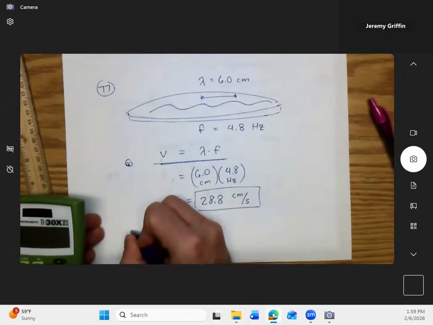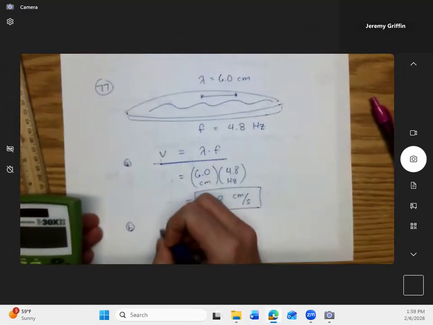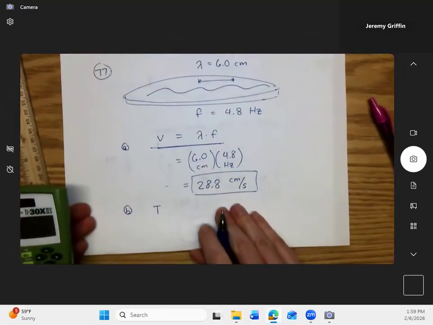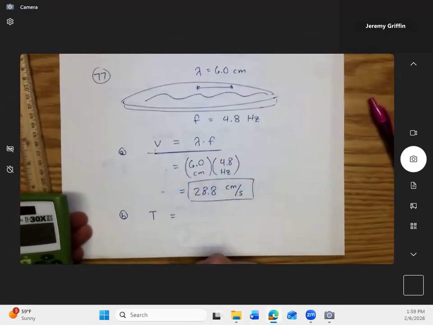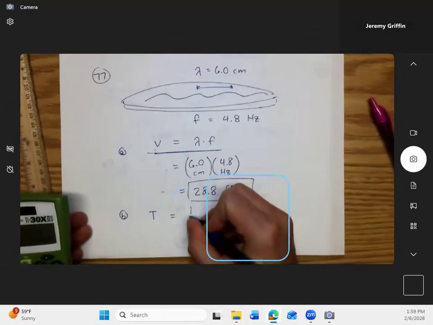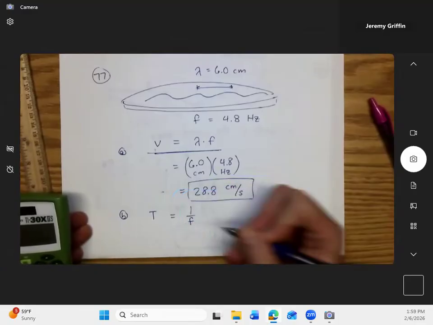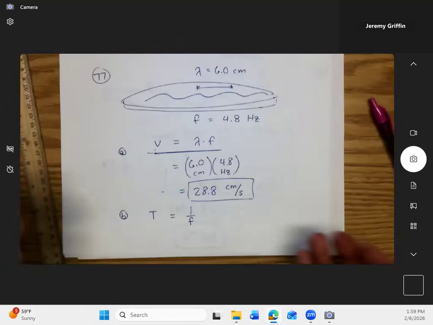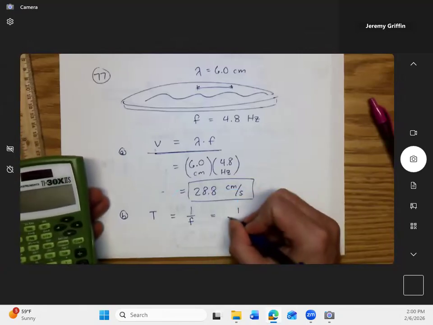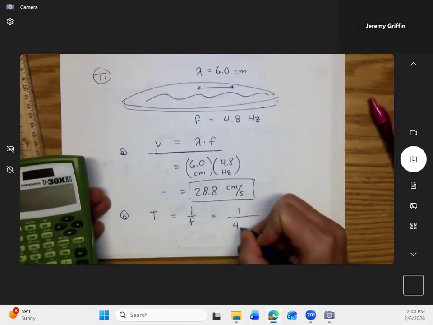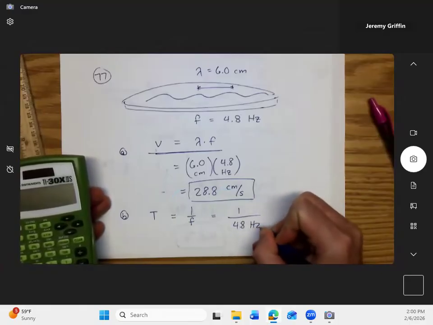Question B says, what's the time period? How do you get time period again? One over the frequency. Frequency and time period are reciprocals of each other. So let's try that. Let's do 1 over 4.8 hertz.